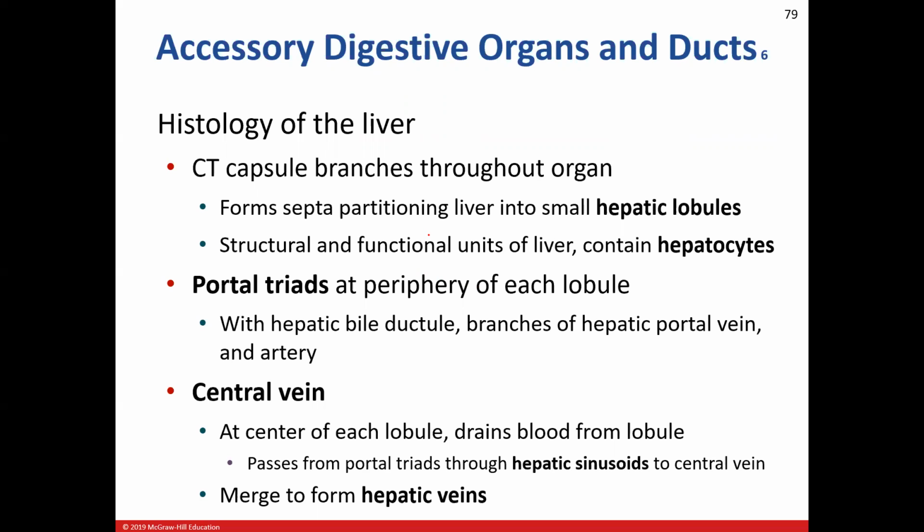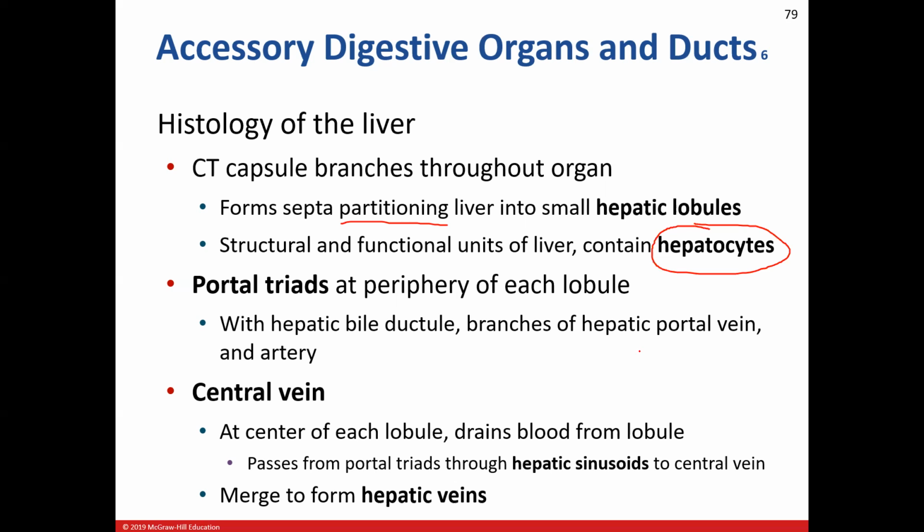So the connective tissue capsule, that dense irregular connective tissue capsule on the outside of the liver, and we've seen this with other structures, will invaginate and move into the interior of the organ itself, and it will form these partitions, these hepatic lobules. These hepatic lobules will house the functional units of the liver, the cells of the liver called the hepatocytes. And these hepatocytes are going to produce the bile. So the liver has to export the bile out.